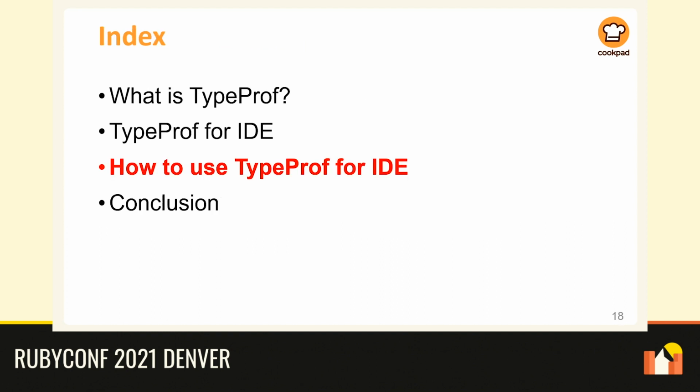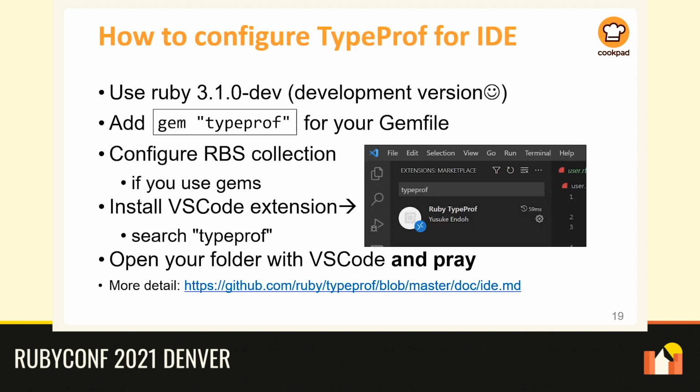Then I'd like to explain how to configure TypeProf for IDE in your codebase. This slide shows how to configure it. First, you need to use the development version of Ruby because it depends on Ruby's internal API. Second, you need to add TypeProf to the Gemfile as usual. Third, you must configure RBS collection to allow TypeProf to read RBS files of gems that your code is using. Then search for the VS Code extension by TypeProf and install it. Finally, open your folder with VS Code. I think it should work if you are lucky.